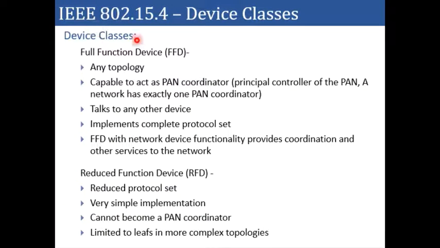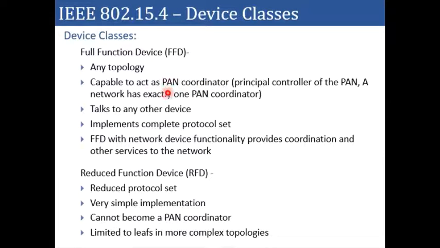Now let's talk about the various devices. In IEEE 802.15.4 we have two different types of devices. One is the full function device, which we call FFD. This FFD will support any topology. It is capable of acting as a PAN coordinator because it will mostly be a powered device.